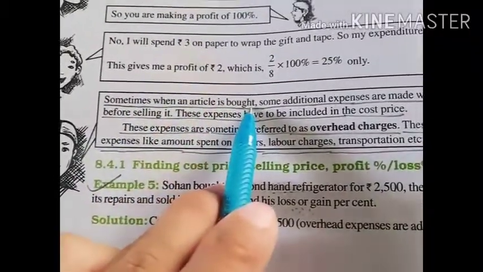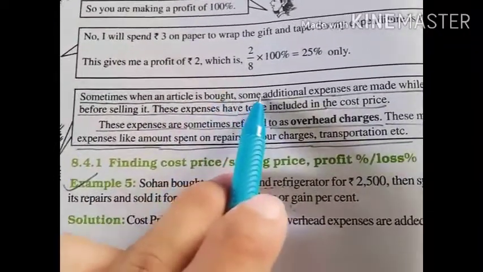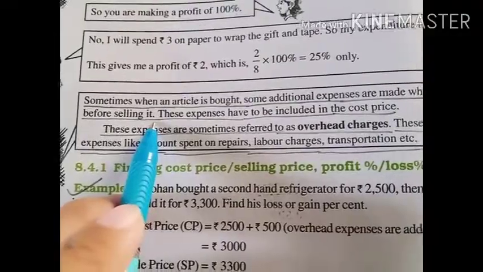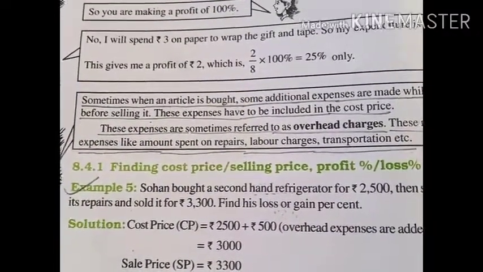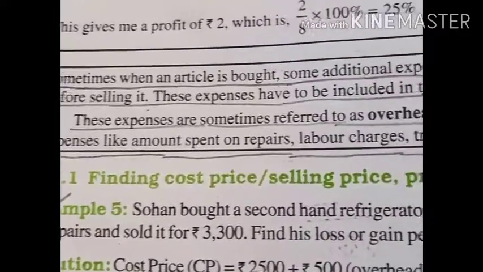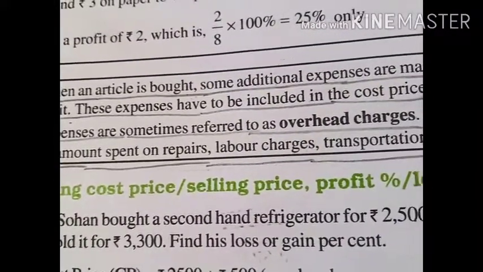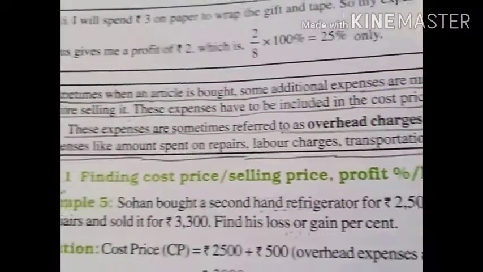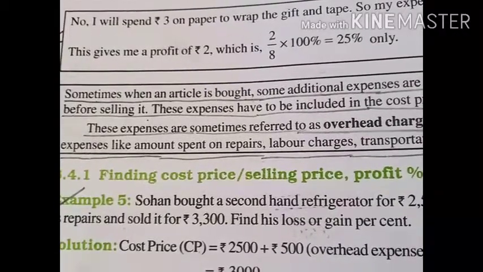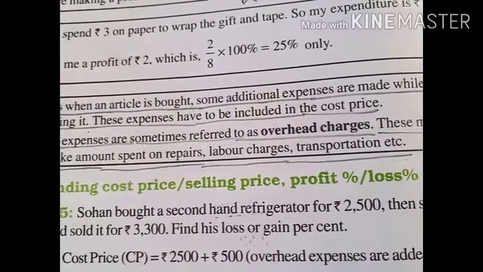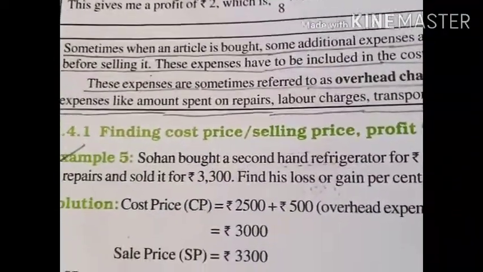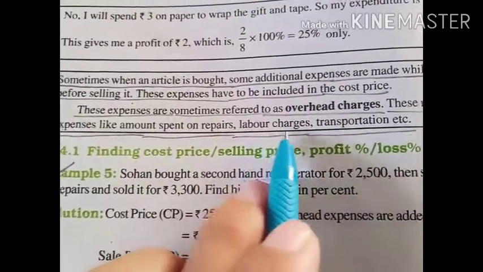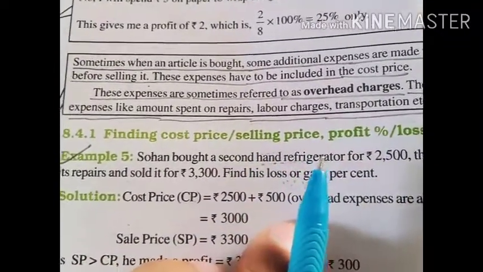Sometimes when an article is bought, some additional expenses are made while buying or before selling it. These expenses have to be included in the cost price. These expenses are sometimes referred to as overhead charges. These may include expenses like amount spent on repairs, labor charges, transportation. That means when we are buying something and spend something extra for repairing or transportation charge or labor charge, that will be added with cost price.